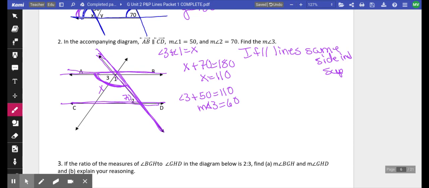However, if I make 3 plus 1 one angle x, the relationship between x and 70 is that they're supplementary because those are same side interior angles. And therefore, x plus 70 equals 180. Therefore, x equals 110. And then remember that 1 and 3 together make x. So that means the measure of angle 3 is 60 because it's 110 minus 50.